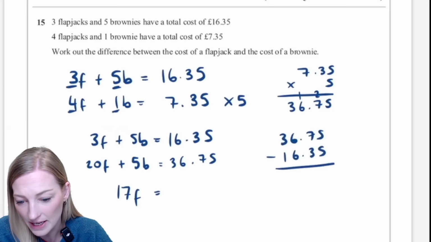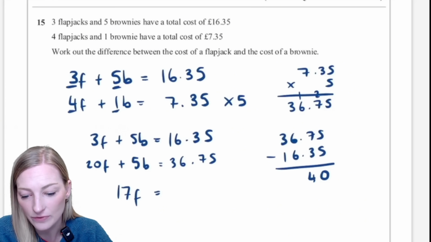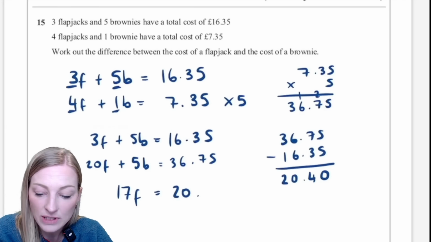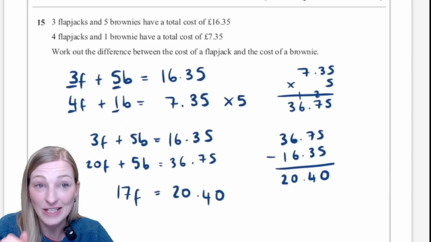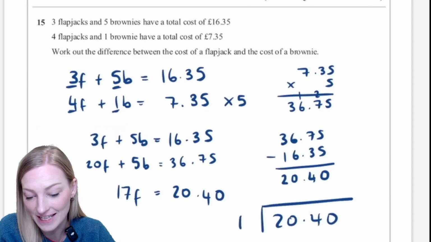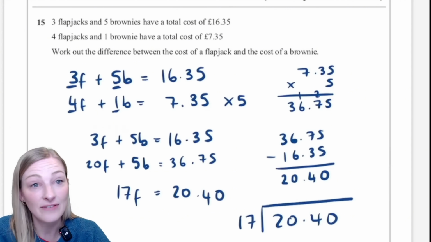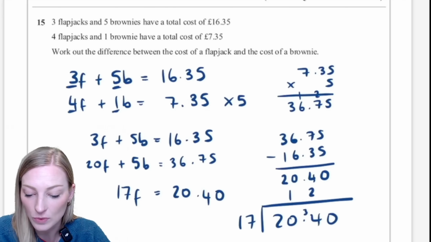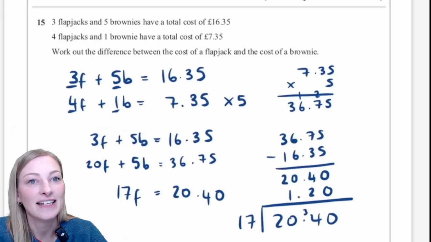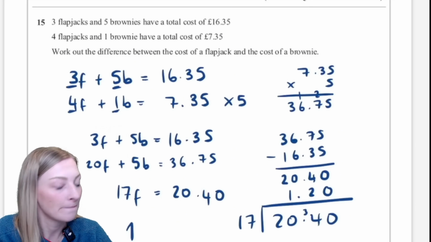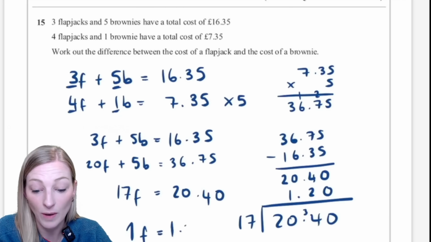And that's going to be 5 take 5 is 0, 7 take 3 is 4, 6 take 6 is 0, and 3 take 1 is 2. So £20.40. I now need to do £20.40 divided by 17 to get the cost of 1 flapjack. 17 into 20 goes once, remainder 3. 17 into 34 goes twice, and then 17 into 0 is 0. So the cost of 1 flapjack, 1F, is £1.20.